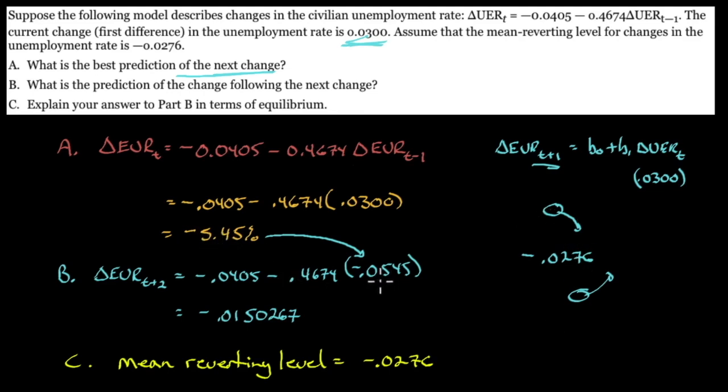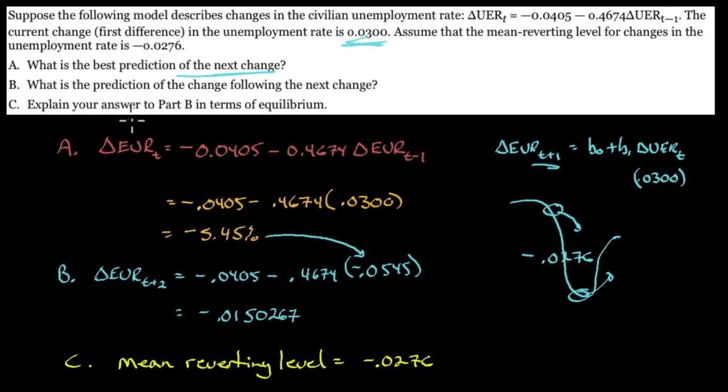Negative 5.45 is below the mean reverting level, so it should predict something that pulls the value up, and it pulls it to negative 0.01502, which is somewhere up here. So we did this. So notice that we are being pulled towards the mean each time.